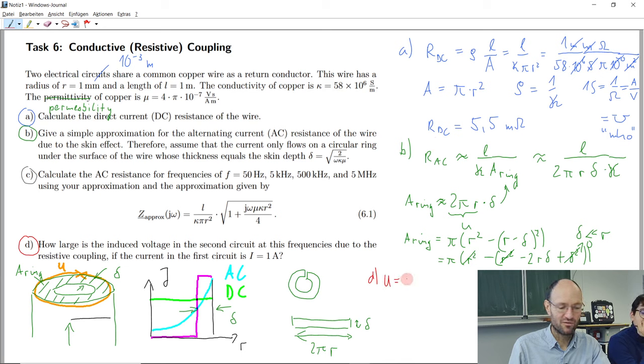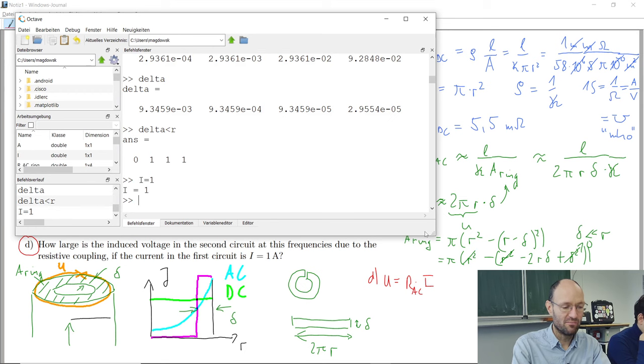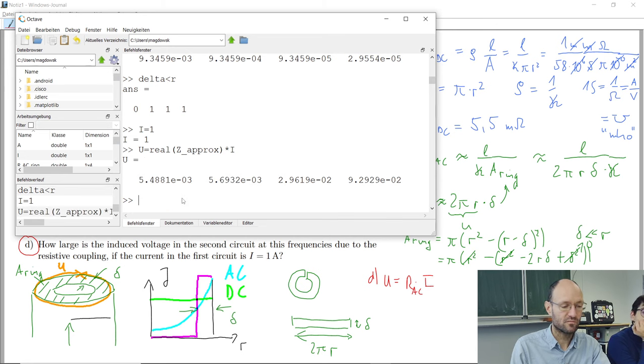Yeah, so voltage is resistance multiplied with the current. And so we then just insert our AC resistance here for these different cases. And so, of course, then we get four values. And if the current is 1 ampere, then, of course, the voltage has the same value as the resistance. So I will maybe use this more exact formula here. So resistance multiplied with current gives us voltage. And this is now the voltage that we only have due to this real part, due to the resistance. And then this would be the values that we get for the voltage.